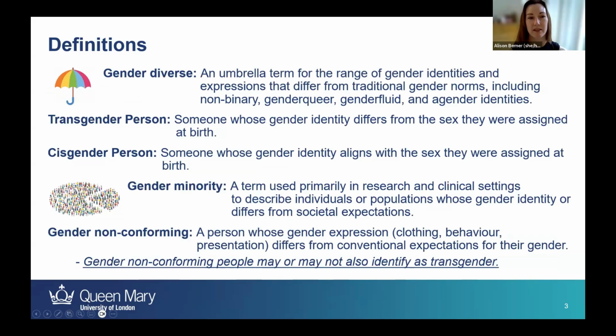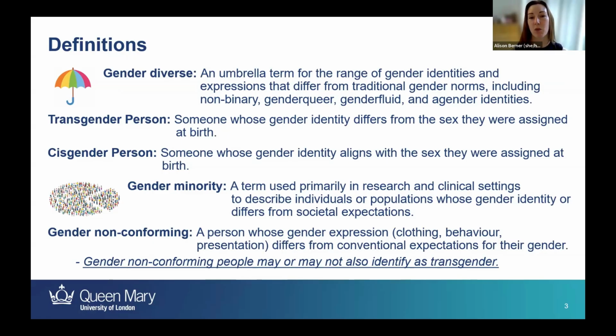I'm going to bring you to some definitions, because I think people can often feel it's quite overwhelming to consider that there are a range of identities for individuals, both in terms of gender identity, but also sexual orientation, which I won't speak about today, but which Morgan has already touched on briefly. When I talk about gender diverse people, this is an umbrella term for a range of gender identities that may fall outside of traditional gender norms.